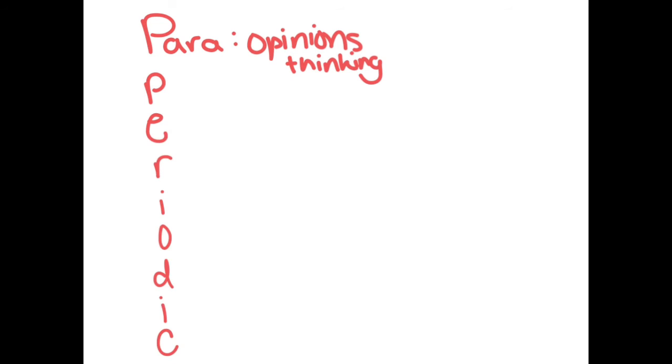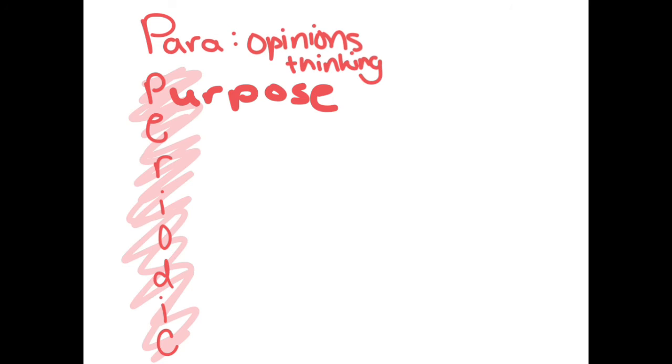Okay, so the acronym for remembering when to use para instead of por is PERIODIC. And I will go through what PERIODIC stands for, just like I did for por. Okay, so the P in PERIODIC stands for purpose. So purpose would be like I'm doing this for a certain reason, and that would be the purpose, so that's why you use para.